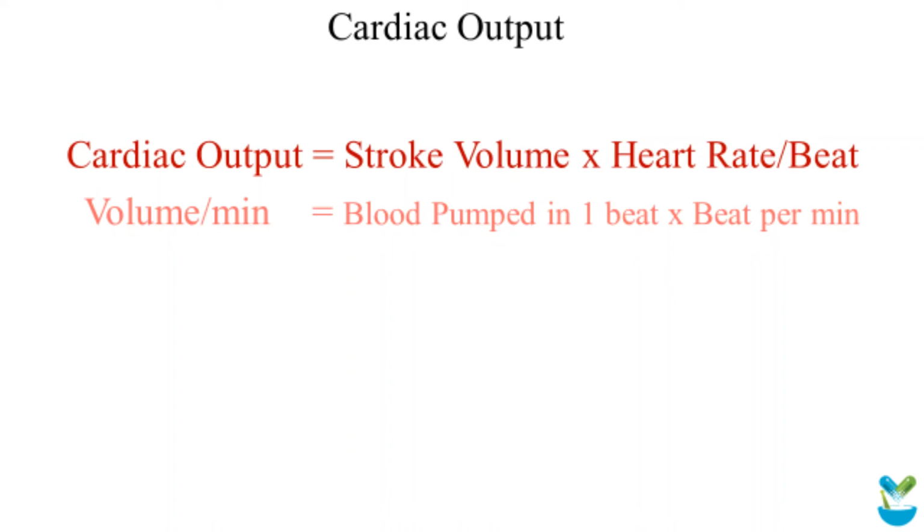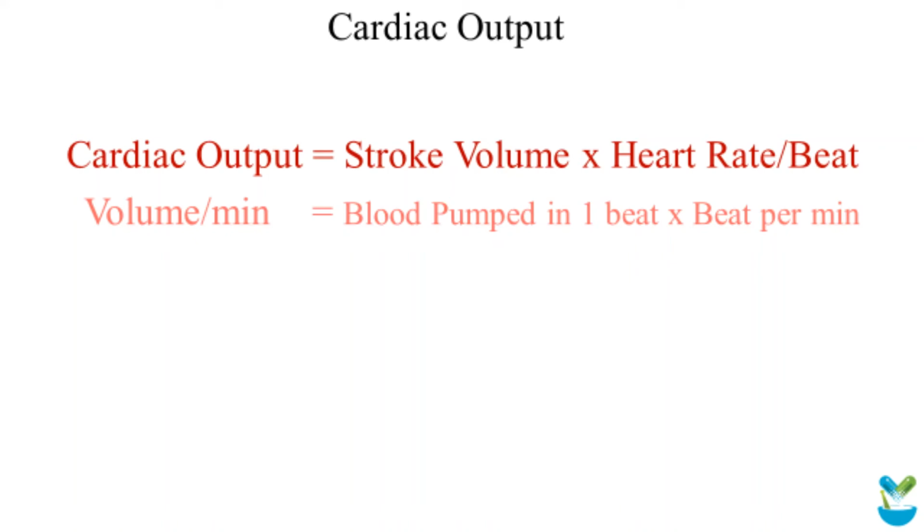Cardiac output is always calculated in minutes, while the stroke volume is that amount of blood which ejects out from the heart in one beat. Means when one's heart beats, it contracts. So what amount of blood it ejects out in that one beat, that is stroke volume, and the amount of blood which ejects out in 1 minute, that is the cardiac output.